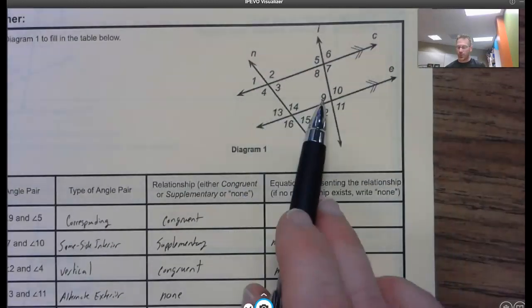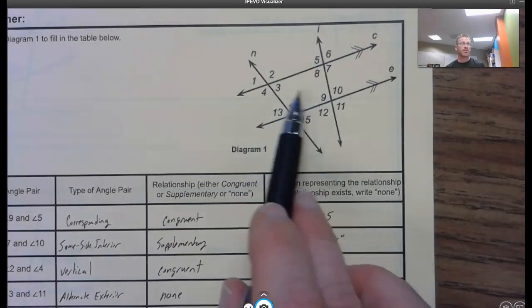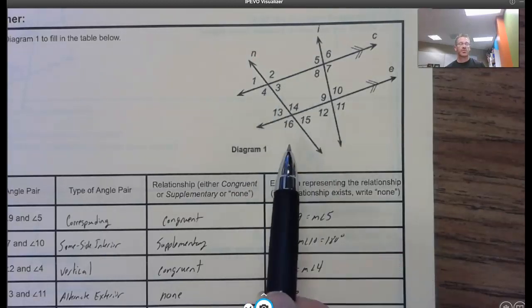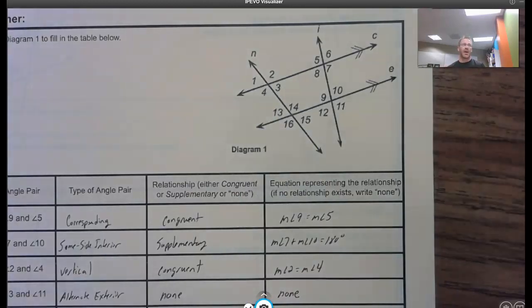And then to wrap up here, angle 9 and angle 3. Well, angle 9 and angle 3, they're not on the same transversal. They're not touching either; they're both touching parallel lines, but they are not connected by the same transversal. They're not vertical angles. They're not a linear pair.